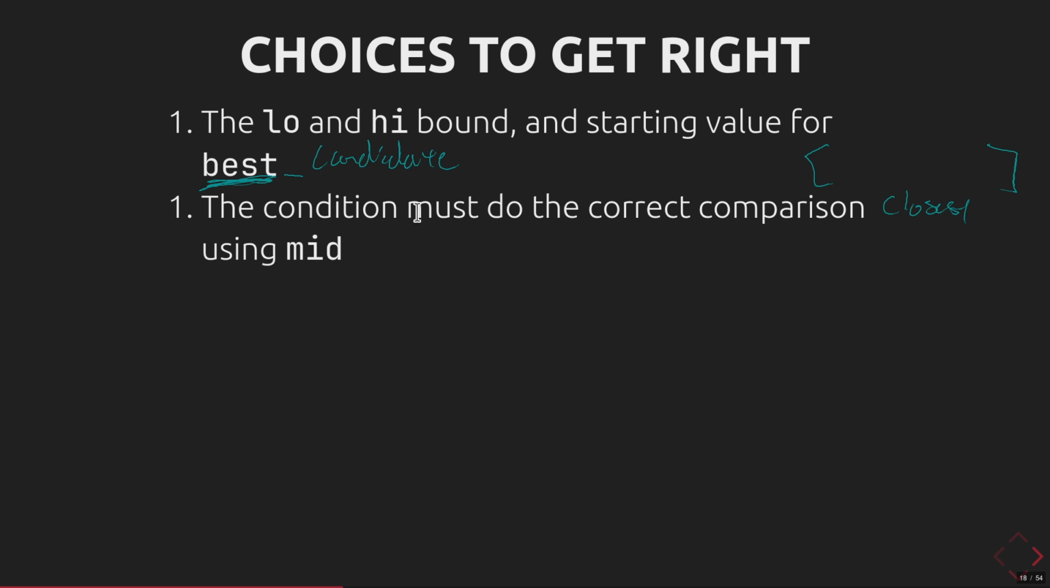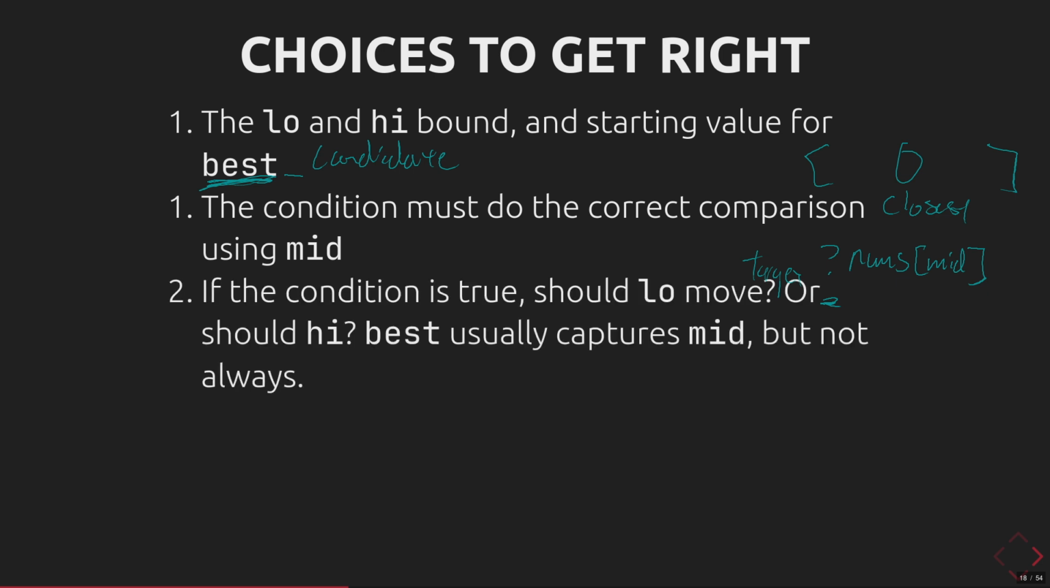So the condition is that you must do the correct comparison using mid. So sometimes it's the value, right? Sometimes you just pick the nums, you get the index called mid, and you do some kind of comparison with target. That comparison is going to be different on different problems, and we'll see different ways in which this mutates between different problems. Just notice that this slide just says another one. I'll fix that. So if the condition is true, you have to now make a choice. Is it the left boundary that moves, or is it the right boundary that moves?